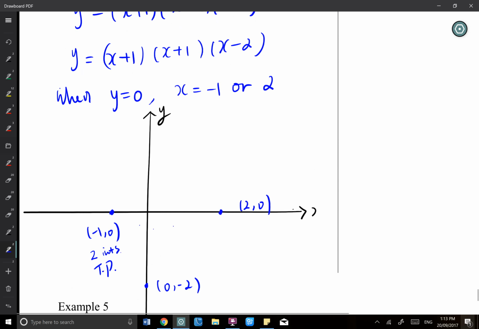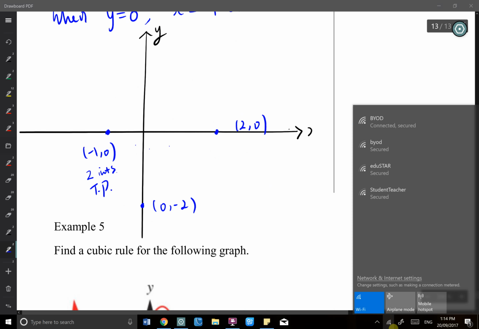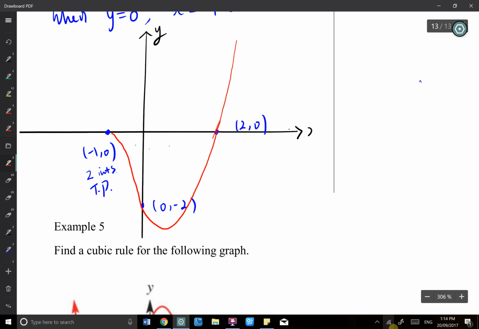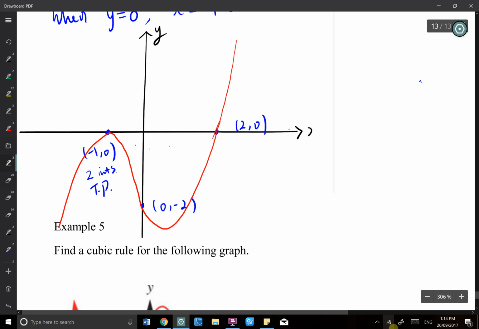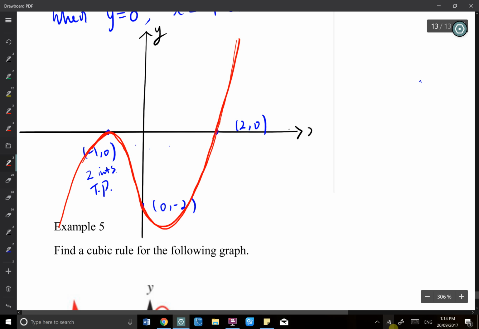Okay, let's have a look at the leading term. The leading term is positive x cubed, so I will start from the top right. I will go through that point, and I'll go through that point. But I'm not going to go through that one; instead, that becomes a turning point. What does the turning point look like? The graph will look like this. That becomes a turning point.